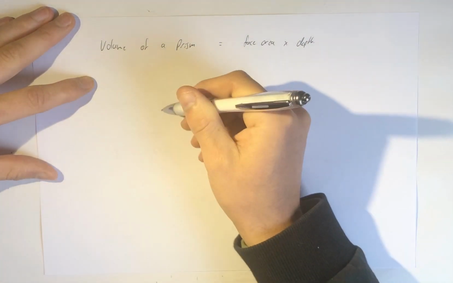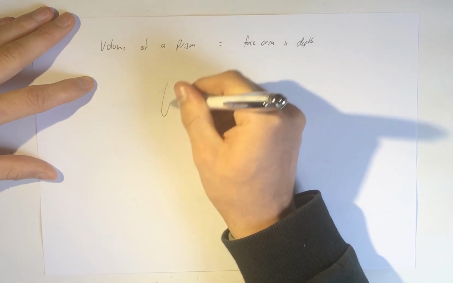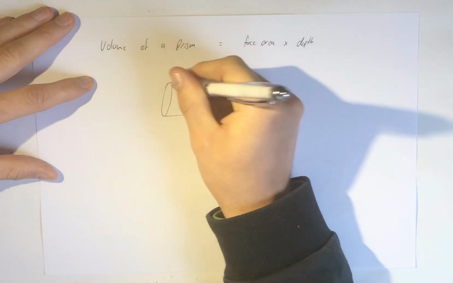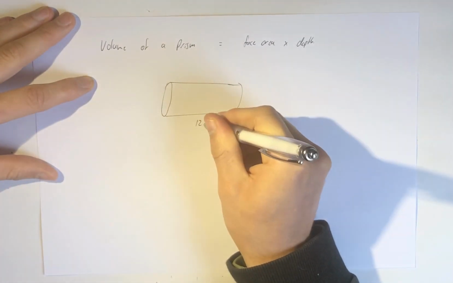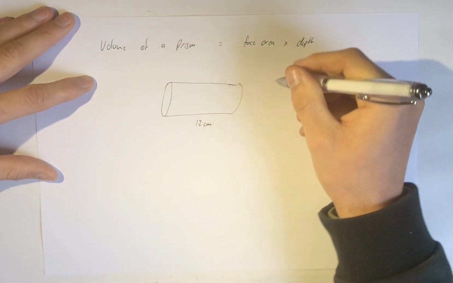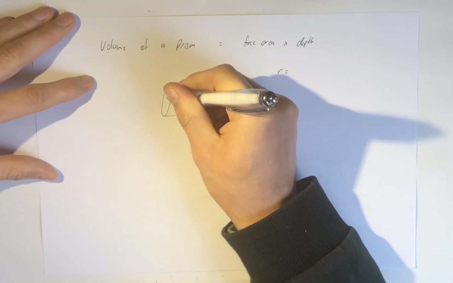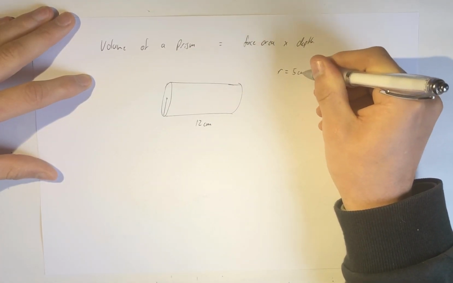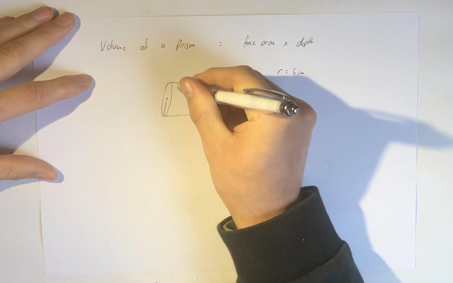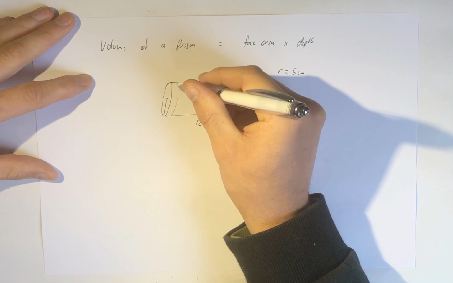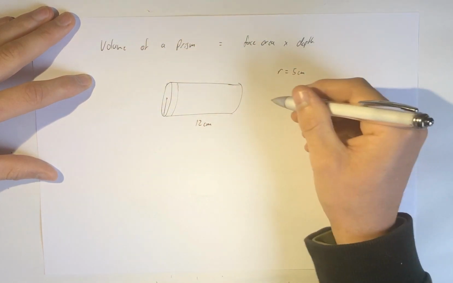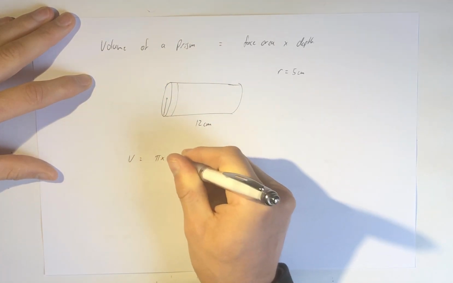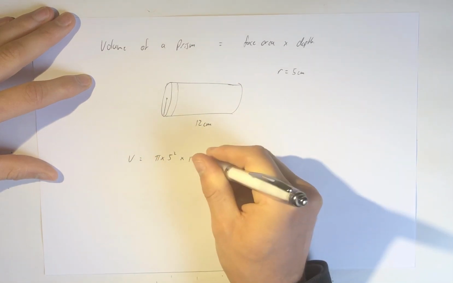And I think the easiest example is a circular prism, which we call a cylinder. Okay, we want the volume of this thing, and let's say it's 12 centimeters long, and its radius, let's say its radius is, I don't know, let's give it 5 centimeters. What we need to do is we'll go 1 centimeter deep, and then we want to times whatever this area is by 12. So volume is the area of the front circle, pi times r squared, times by depth.